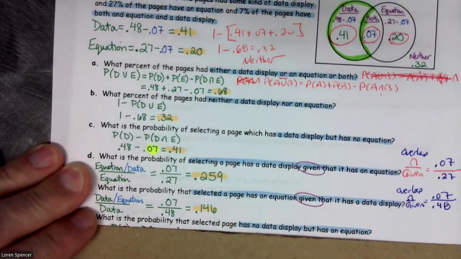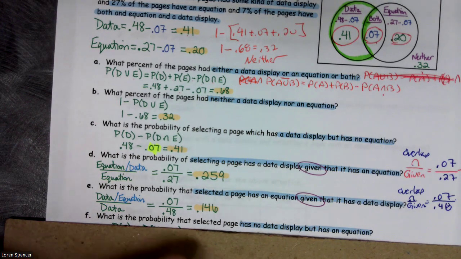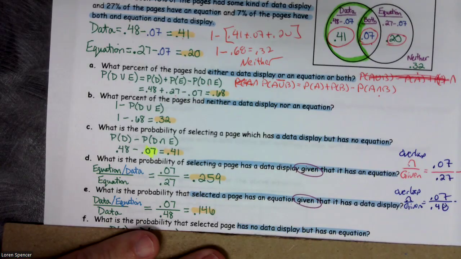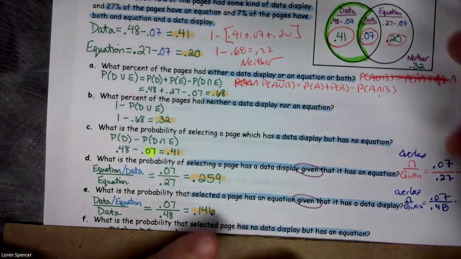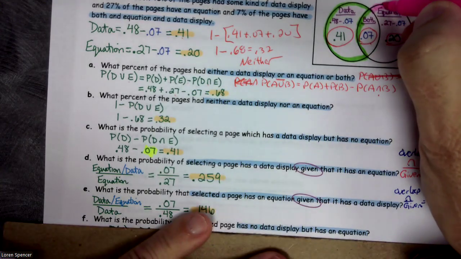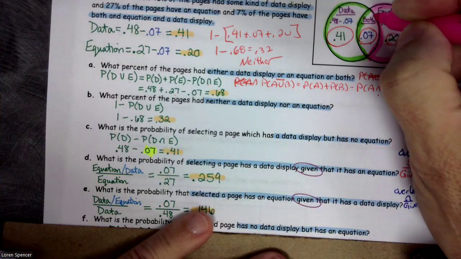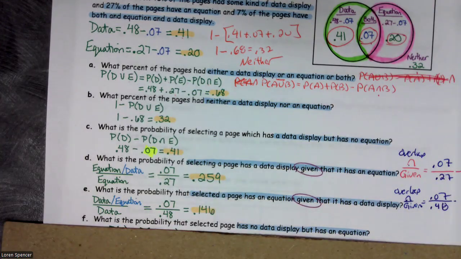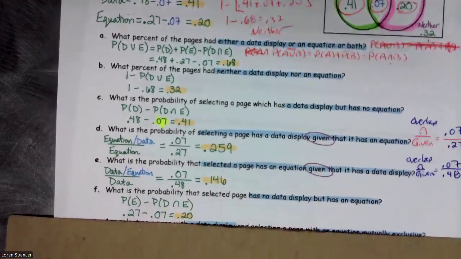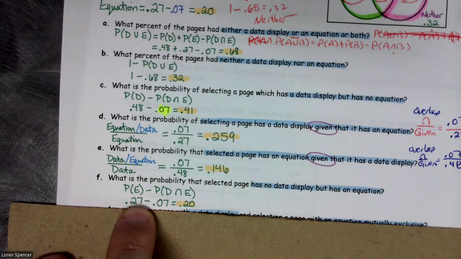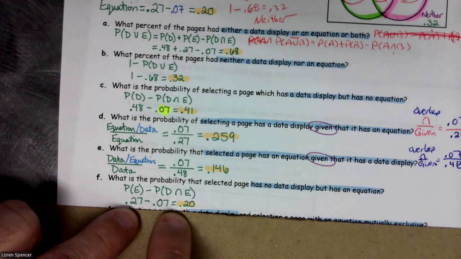What's the probability selected page has no data display, but has an equation? Okay, so in this case, we want the equation only. Well, what is equation only? Equation only is this part that I'm circling here in pink. And equation only is 0.20 because it's the probability of the equation, which is 0.27, minus the overlap, 0.07, is 0.2.